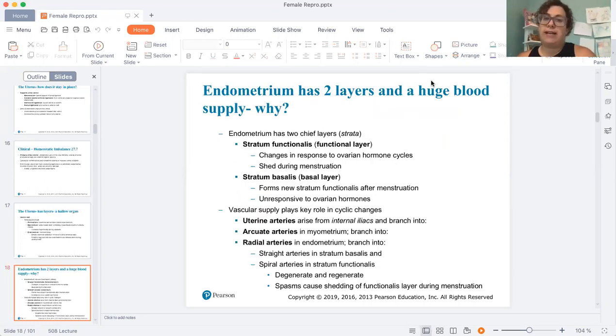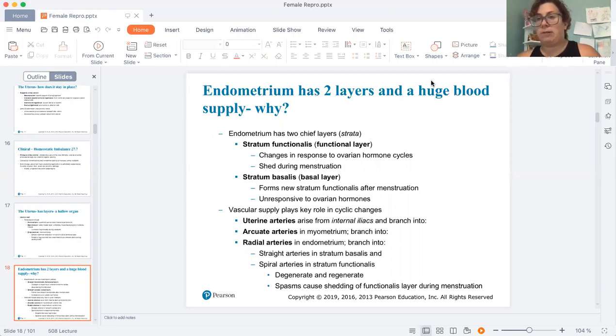So there are different layers of the endometrium, and there's 2 layers that we really need to know about. And it's a huge blood supply. Why? Because for the female reproductive system, you constantly need to shed, and the purpose of the endometrium is to be ready for implantation. So it's 2 layers, and they're called strata. There's a functional layer called the stratum functionalis, and what it does is change in response to the ovarian hormones and shed during menstruation. So that part always goes away.